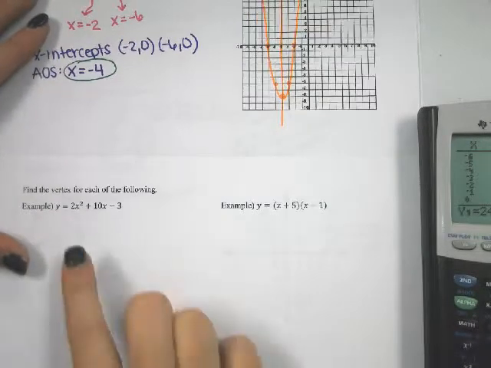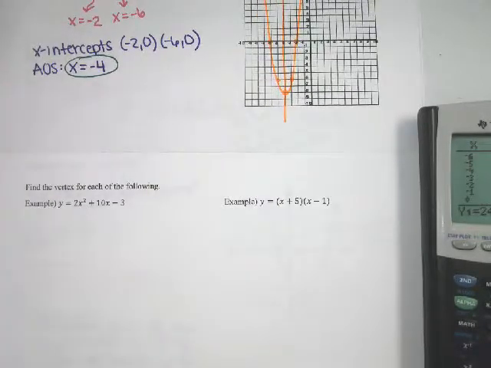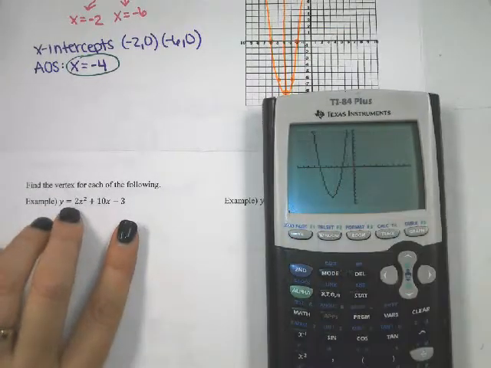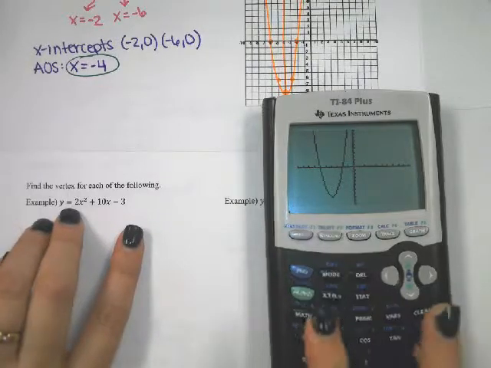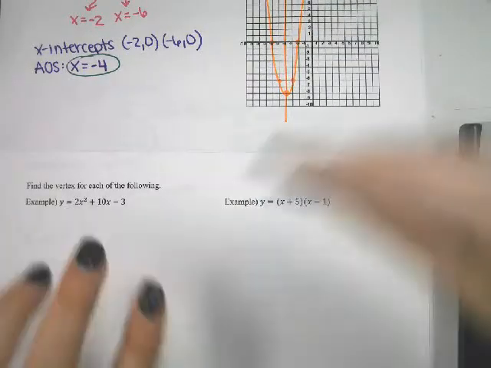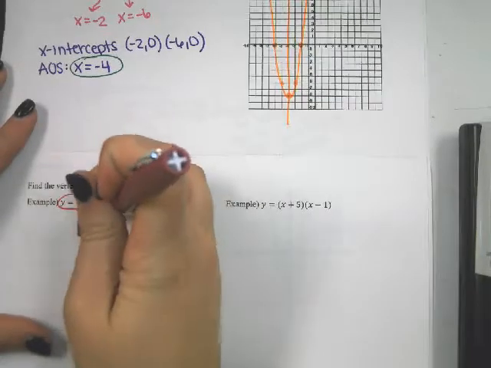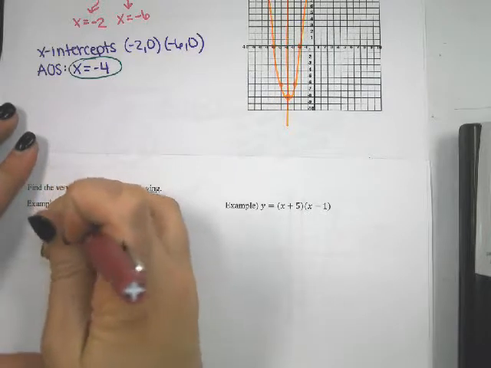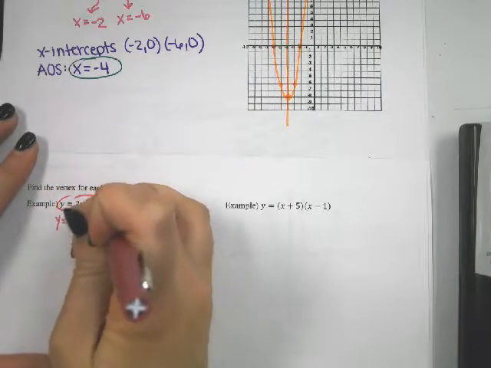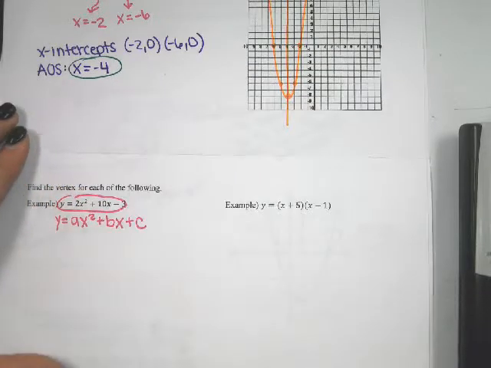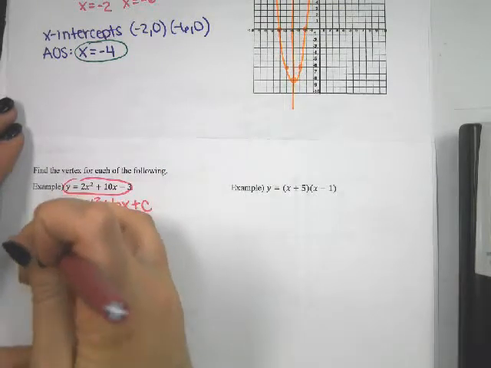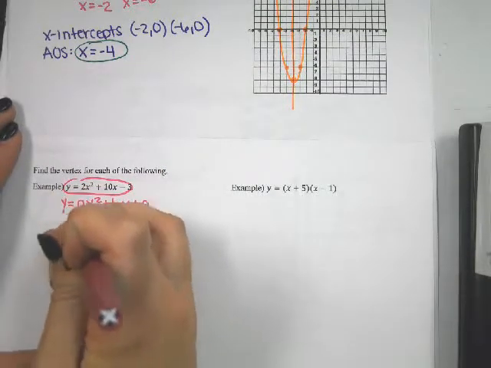Down at the bottom, it just wants us to find the vertex. You have 2 choices for this. You can type this into your graphing calculator and identify the turnaround point from your graph. That is a great method. I'm going to try the algebraic method. This is in standard form, which is our distributed out form, y equals ax squared plus bx plus c. In order to find the vertex, or the axis of symmetry, we use this formula, -b/2a.